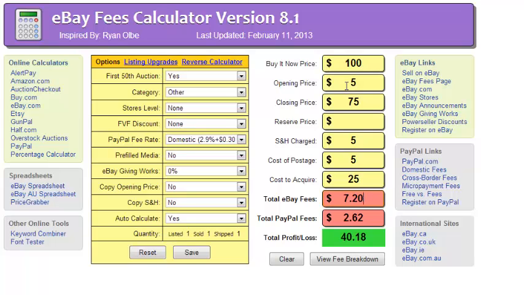So we see here that we have the total eBay fees and PayPal fees. You can change these if you need to. And we have a total profit of $40.18. Now, if we go back up and we put our closing price at a lower amount, or if we change the cost to acquire, you'll see a total profit loss here. So let's say we purchased the product for $100, but we only ended up selling it for $75. Now we're in the hole for over $34.